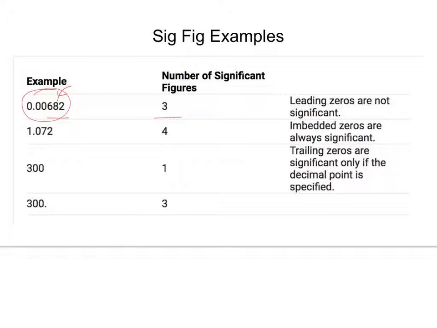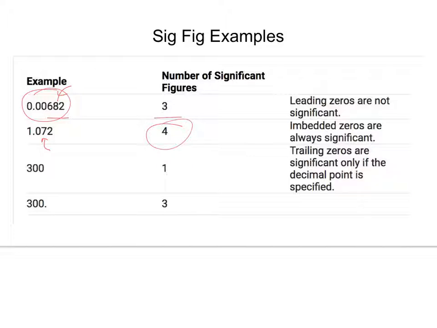Okay? Let's look at a different one. What if we had 1.072? Well, now that 0 is significant because it's not a placeholder 0. It's actually part of the number. So again, whatever instrument we used here measured to the hundredths, and we guessed the 0.002. Okay, so this one has 4 significant figures.